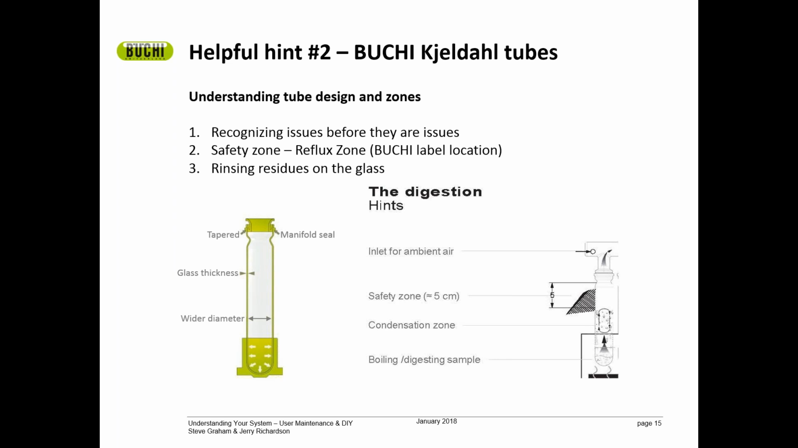In this slide, let's take a look at one thing in particular. It's what we call the safety zone. I call it the reflux zone. On the right side of this slide, it shows the safety zone. That's the zone where the boiling sulfuric acid with your sample should be going up the sides of the glassware, condensing on the sides of the glassware, and falling back into the boiling sample for adequate digestion.